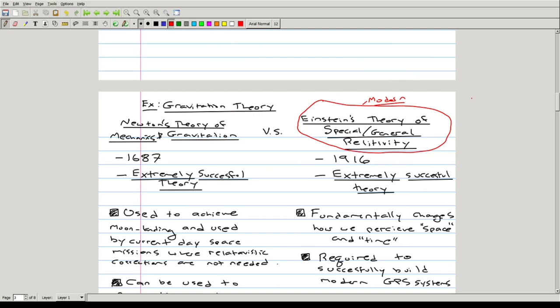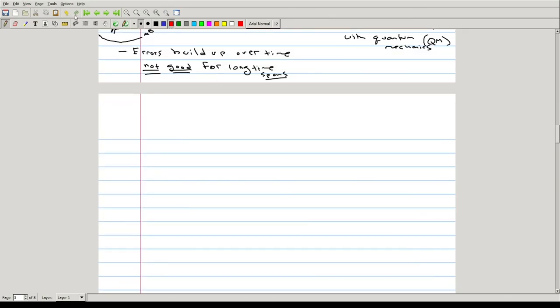What's also important to note, and this is the final note that I'll make on this example, is that sometimes if you have one theory that's less accurate and one theory that's more accurate, you can use the less accurate theory while introducing corrections from the more accurate theory. So for this example, Newton's theory of gravitation can often be used with, and is often used with, what are called relativistic corrections.